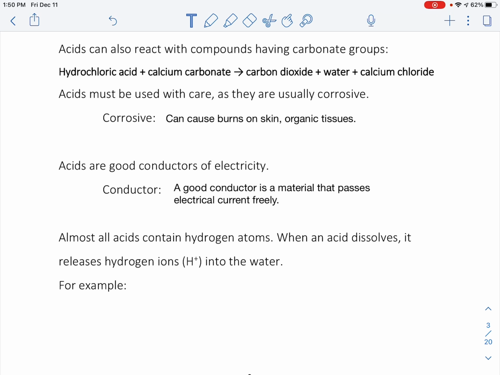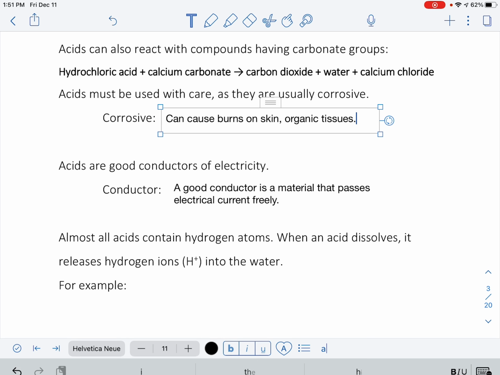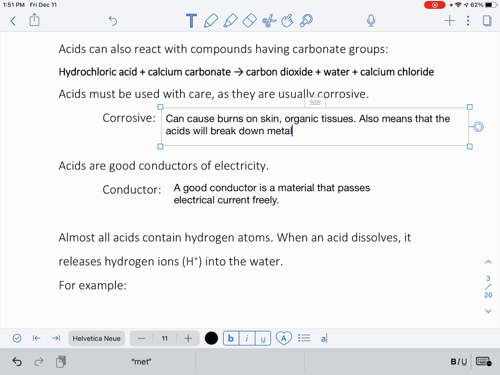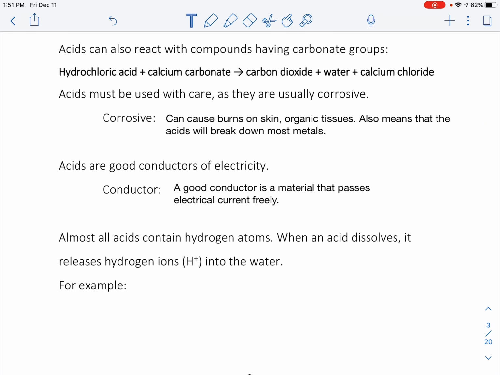Almost all acids contain hydrogen atoms. When an acid dissolves, it releases the hydrogen atoms into the water. Well, you know what? I do want to mention one thing. Corrosive will cause burns on your skin, but corrosive also means that acids will break down metals, or most metals. Especially pure metals like iron, copper and things like that, those can be reactive to acids. And we have to be very careful.